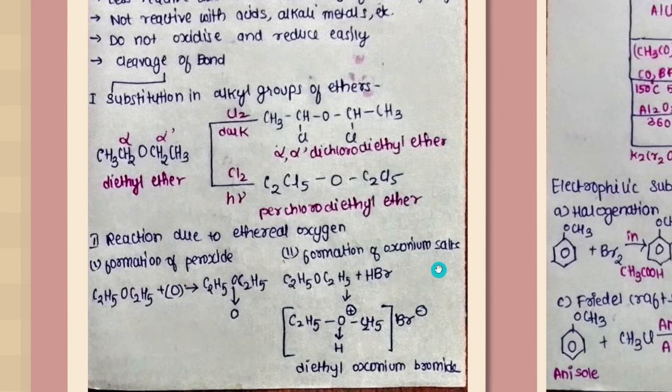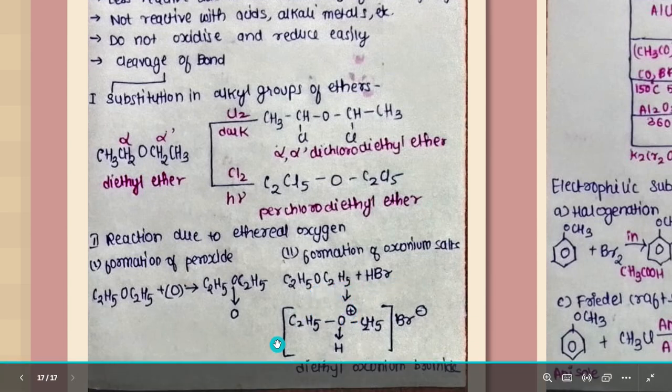Formation of oxonium salts. If I have C2H5OC2H5 plus HBr, now what will happen? This O will have a coordinate bond with H. This arrow represents a coordinate bond. So the coordinate bond with H gives a plus charge, and Br minus with C2H5. So this whole thing is called diethyl oxonium bromide.